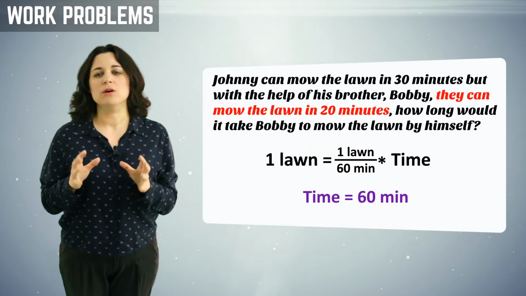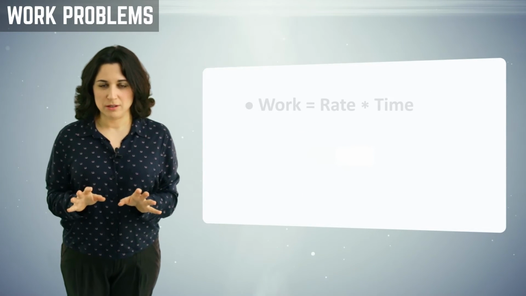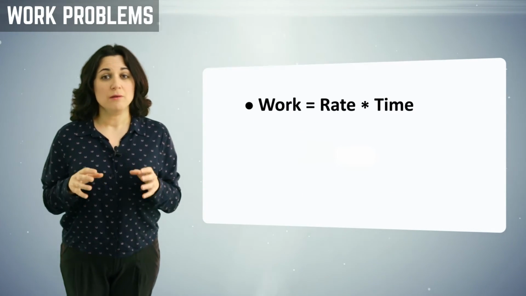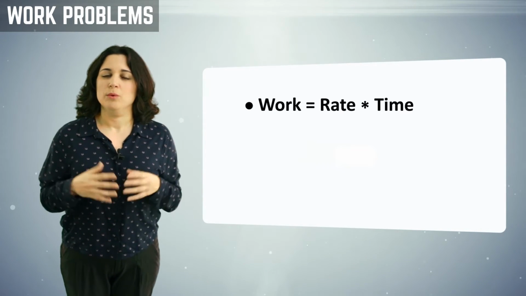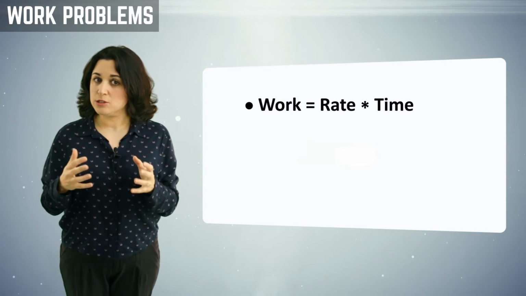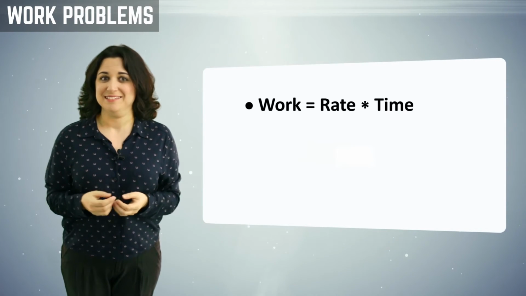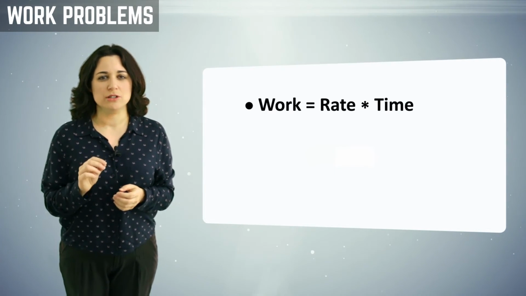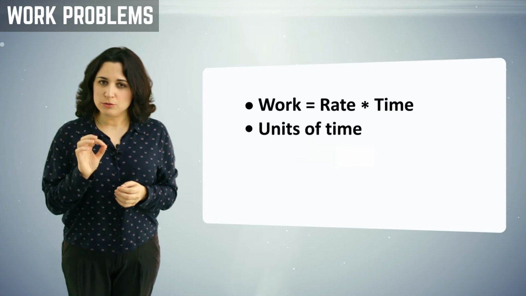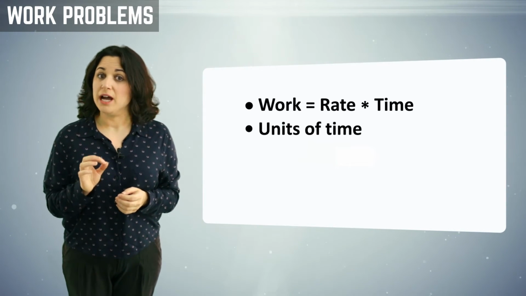Work problems are based on one simple formula. Work equals rate multiplied by time. Whenever 2 of the 3 components in this formula are given, finding the third one is easy. Don't forget to pay attention to the time units. In the formula, they must be identical.